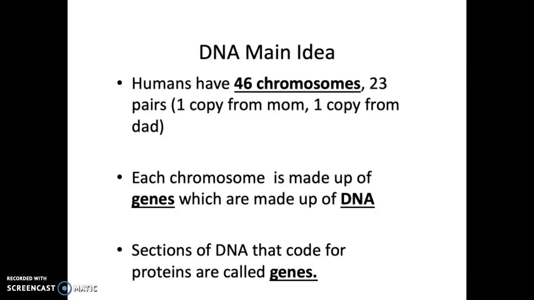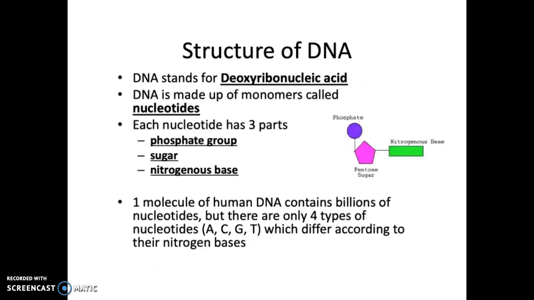So here's the main idea of DNA. Humans have 46 chromosomes, 23 pairs. You get one copy from mom, one copy from dad. Each chromosome is made up of genes, which are made up of DNA. Sections of DNA that code for proteins are called genes.